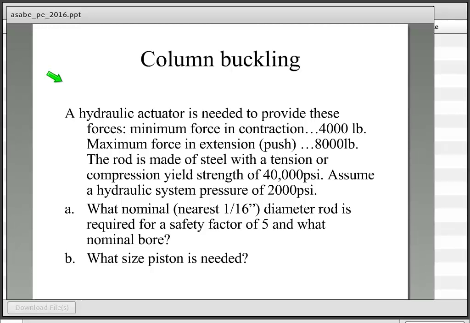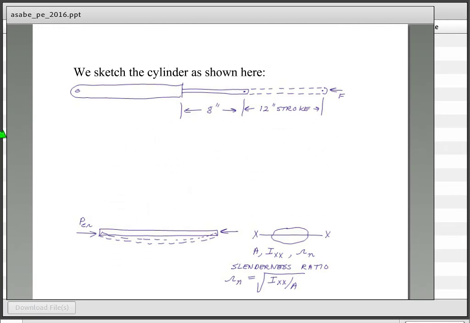And if it were a slender part, and if it were long, that would be much more likely than if it were a big fat column. And so what we get into when we're dealing with column buckling, if you started to review that area, here I've given an example of a hydraulic cylinder where we're asked to deal with the size of the rod that we might want to use to prevent column buckling.